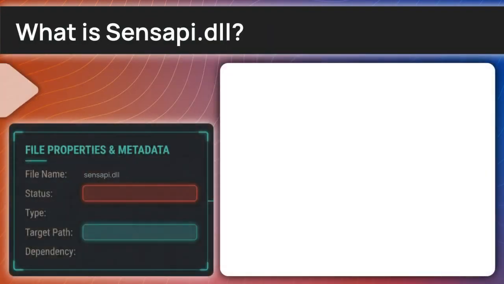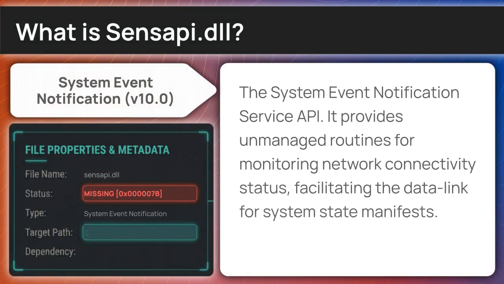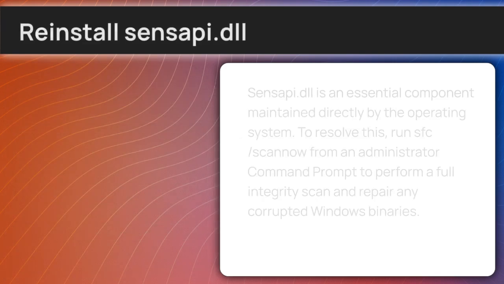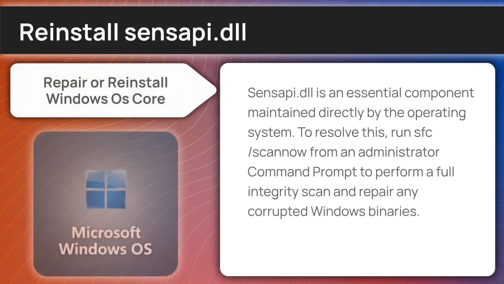This is the Sensapi, the System Event Notification Service API. It provides unmanaged routines for monitoring network connectivity status, facilitating the data link for system state manifests. Knowing the file's purpose is helpful, but now we need to physically restore it. Sensapi is an essential component maintained directly by the operating system.